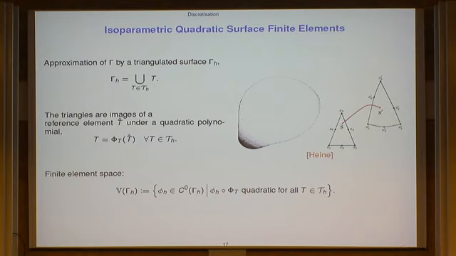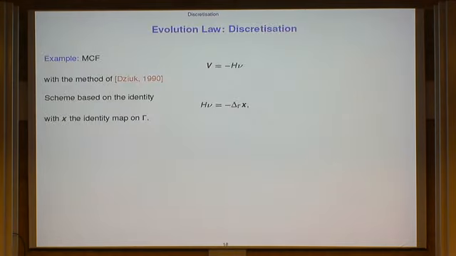And then one can define a finite element space over the triangulated surface by taking the space of functions that are continuous over gamma h, such that the functions composed with the map are quadratic on each triangle. Okay, and I'll try and make clear why using these isoparametric quadratic surface finite elements is a good idea for this problem. So let me give you an idea of how we solve the geometric evolution equation.